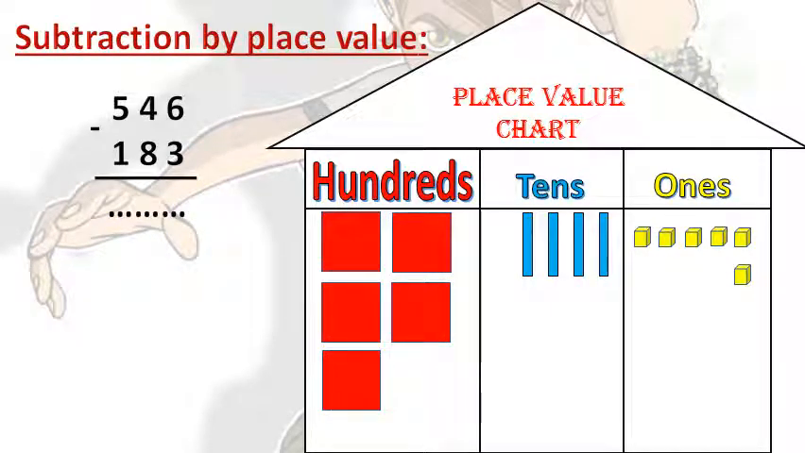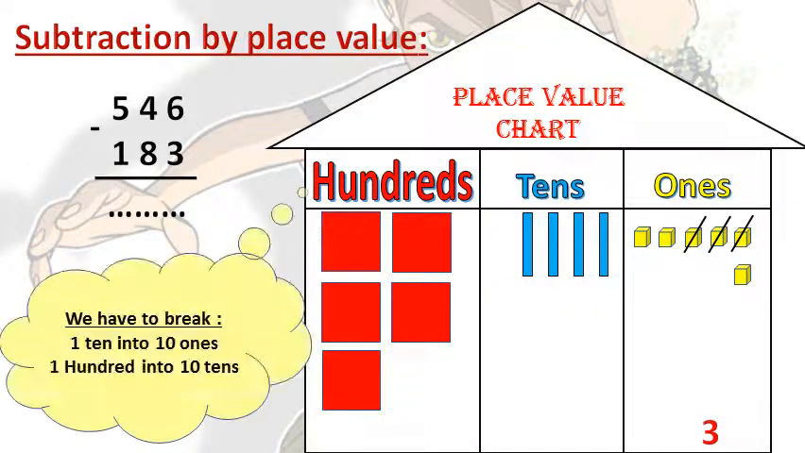Now let's start subtraction. I am going to start from the ones. I'm going to take away, or cross, 3 from the 6. 1, 2, 3. Okay, so the answer is 3 in the ones. Next, I have to take 8 from 4. Can I take 8 from 4? Of course not. So what am I going to do? I'm going to move to the next room, which is the hundreds, and take 100 and break it into how many tens? Yes, into 10 tens.